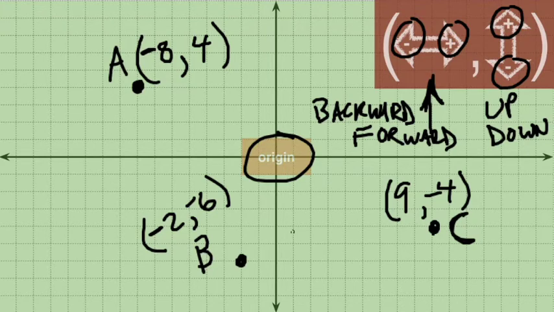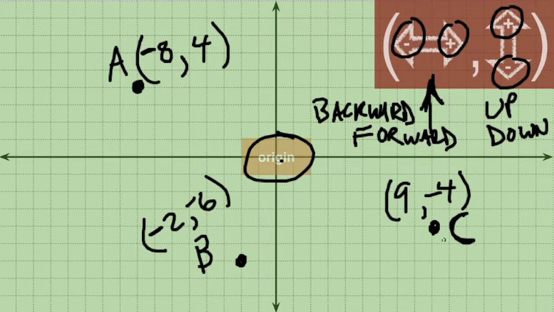And I would suggest if you're struggling with your signs, you read out loud directions. Starting at the origin, to get to letter A, I go backwards and up, negative, positive. To get to letter B, I go backwards and down, backwards, negative, down, negative. To get to letter C, I go forward and down, forward, positive, down, negative. That's the only suggestion that I can make for my people that struggle with their signs.